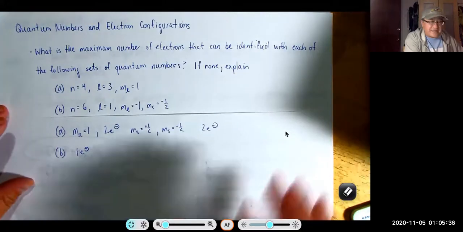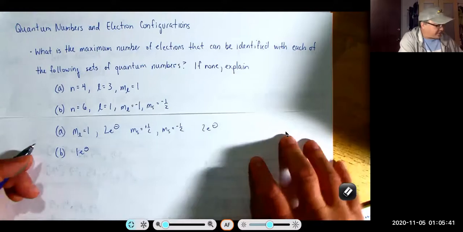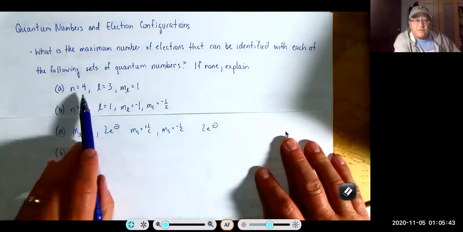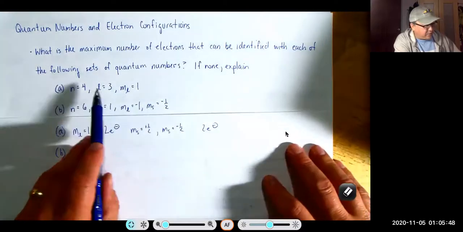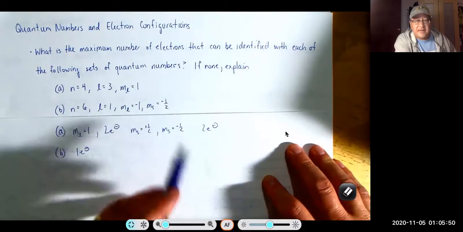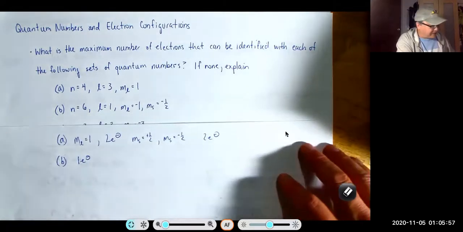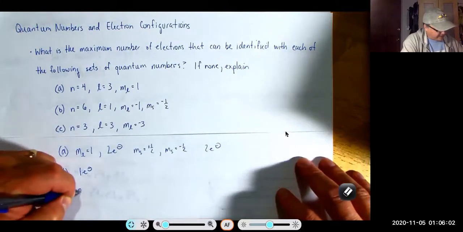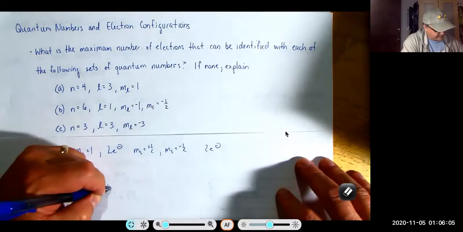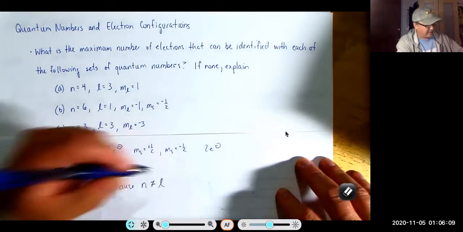Now, one thing I didn't check to see is, are these sets of numbers okay? And the answer is yeah. So if n is equal to 4, can L be 1 less than 4? Absolutely. If L is equal to 4, can m sub L be 1? Yeah, m sub L can actually be -3, -2, -1, 0, 1, 2, or 3. Likewise, B is okay. Let's look at C. The answer for C is none, and that's because n cannot equal L, and that's what we have.